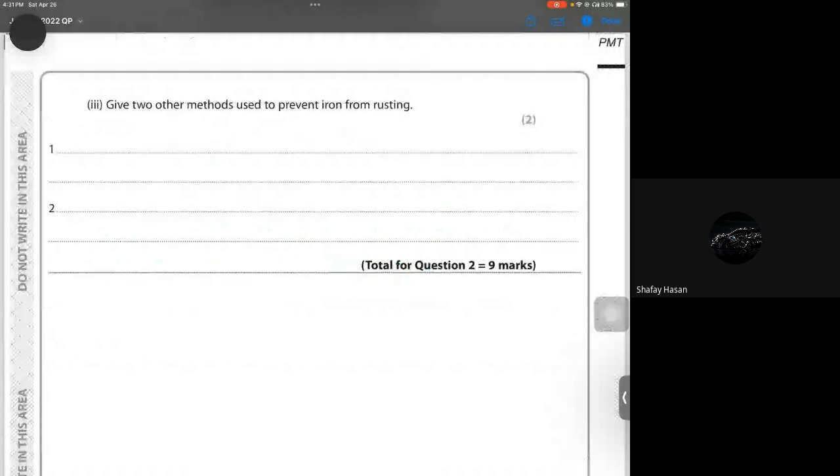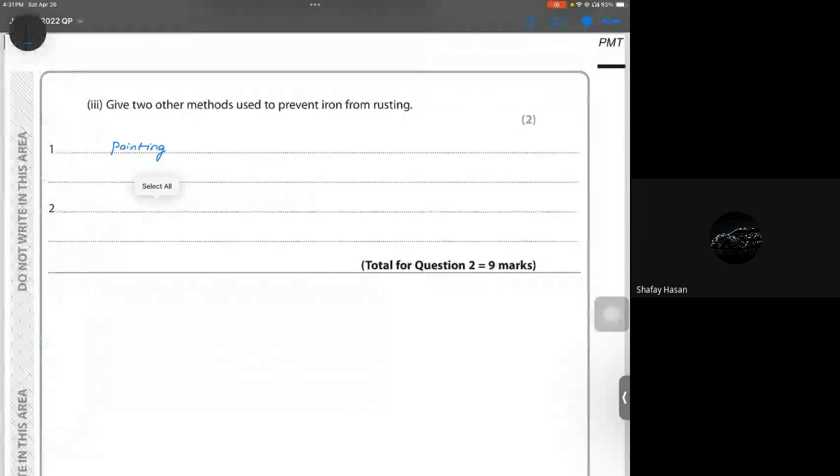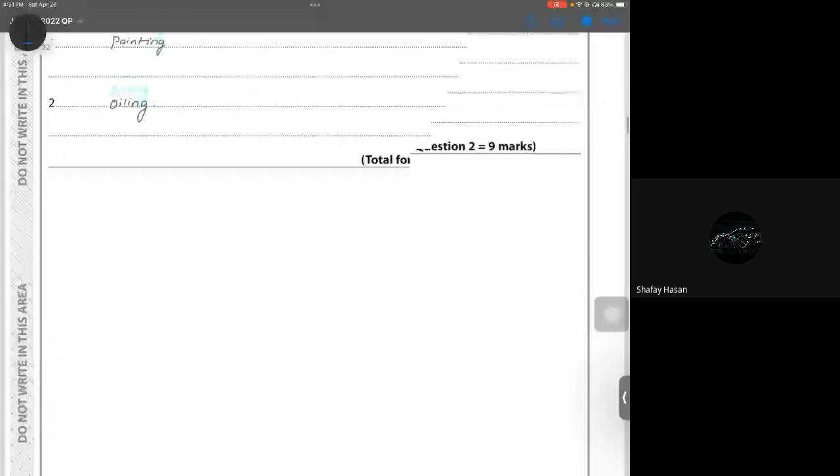Give two other methods used to prevent iron from rusting. You can coat the iron. It's called painting. And this is of 2 marks. You can also apply oil. Oiling. You can also do sacrificial protection, or cathodic protection. So these are the methods you need to know.